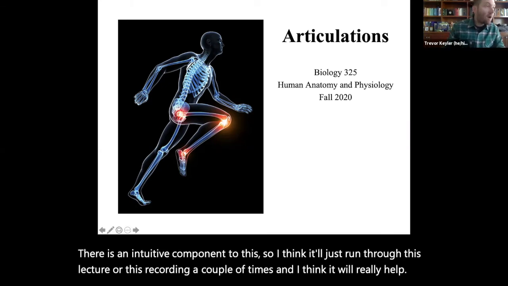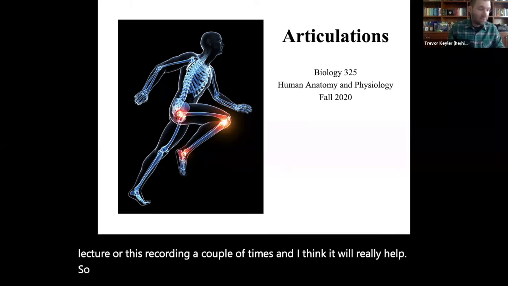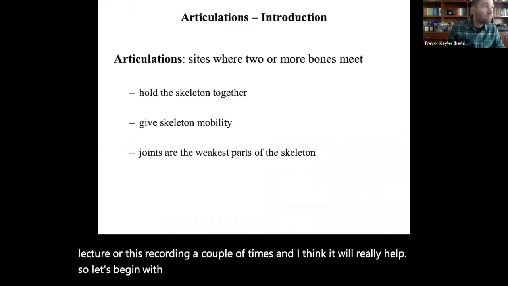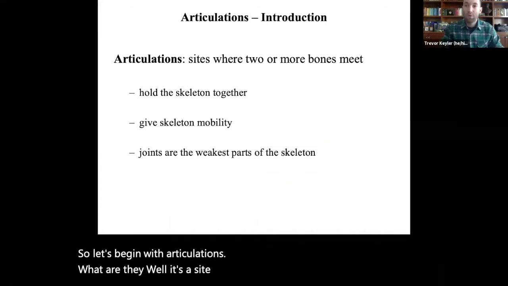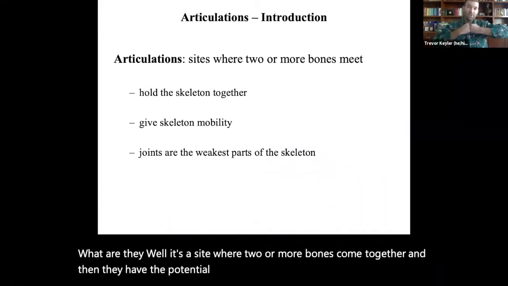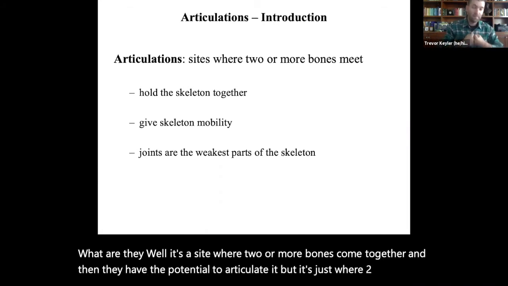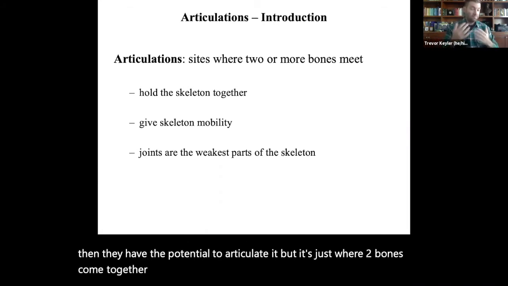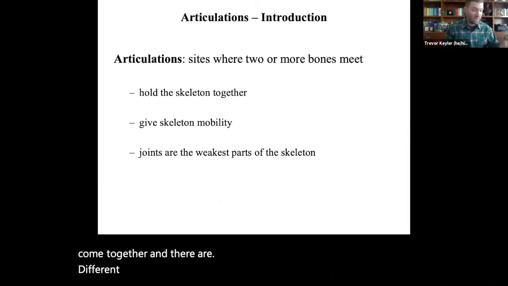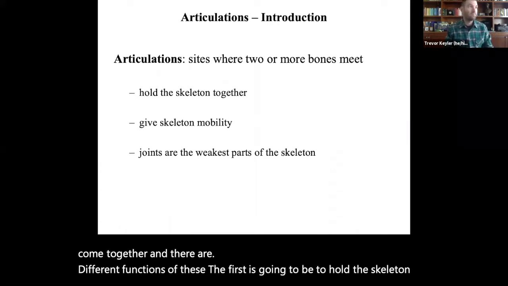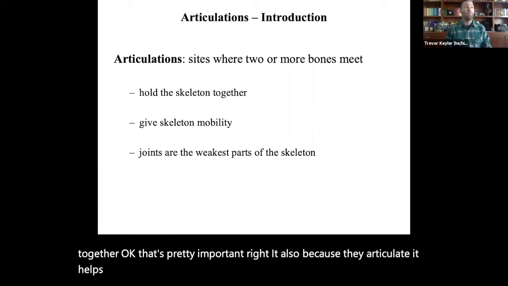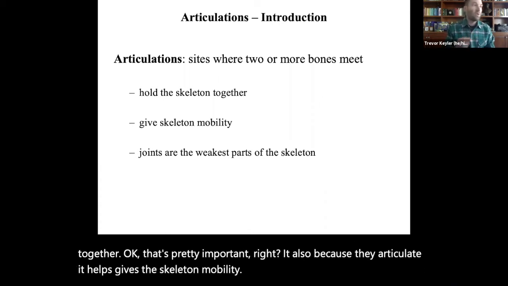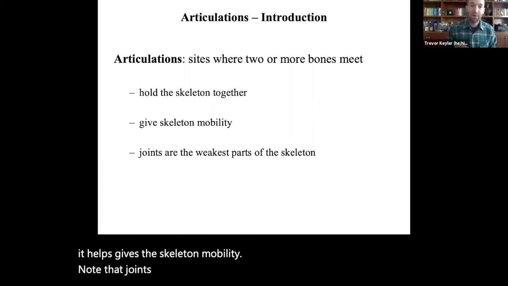So let's begin with articulations. What are they? Well, it's a site where 2 or more bones come together, just where 2 bones come together. And there are different functions of these. The first is going to be to hold the skeleton together. Okay, that's pretty important, right? It also, because they articulate, helps give the skeleton mobility. Note that joints are the weakest part of the skeleton.